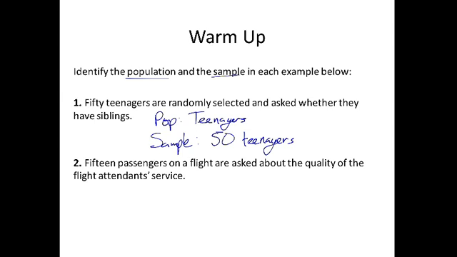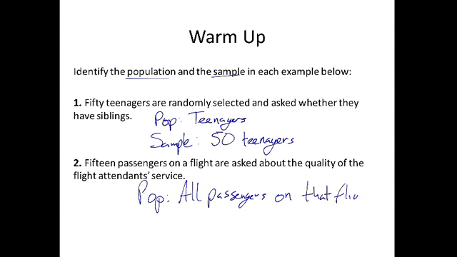The next one, 15 passengers on a flight are asked about the quality of the flight attendant survey. So the population for this one would be all passengers on that flight. The sample would be the people that were asked. So the sample would just be 15 of them. So nothing too complicated there.